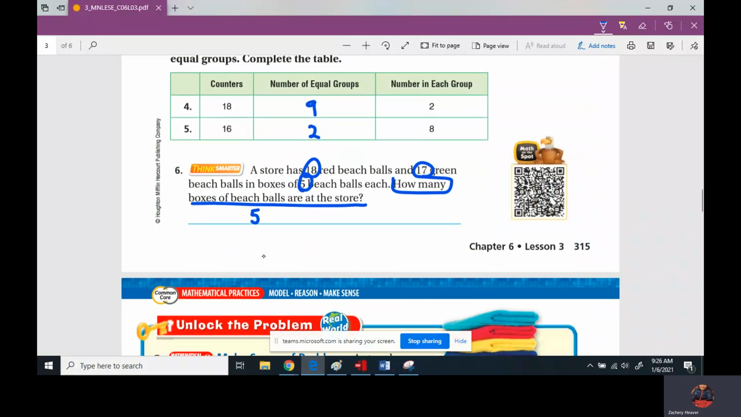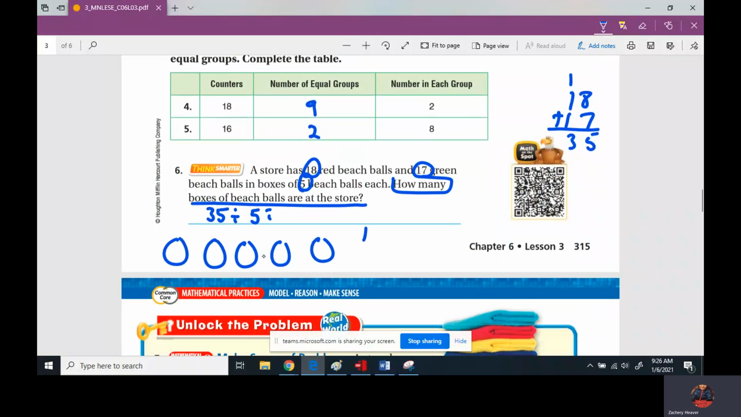How many beach balls do we have? Well, let's take 18 plus 17. 8 plus 7 is 15. 5, carry your 1. 35. So we have 35, and we have groups of 5. If we draw our groups of 5 and count 35, or if I skip count by 5, how many does it take to get to 35? We have 5, 10, 15, 20, 25, 30, 35. It takes me 7.